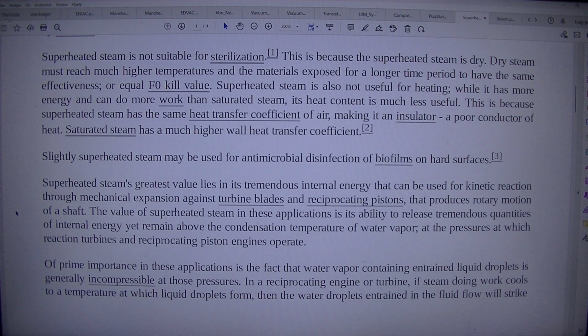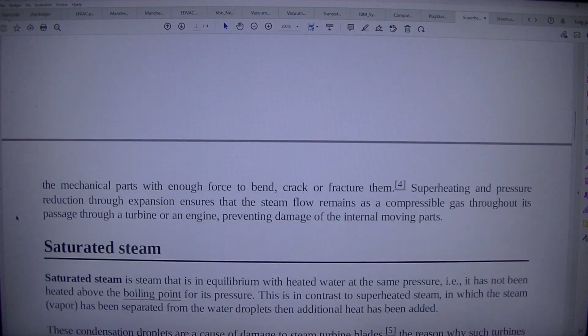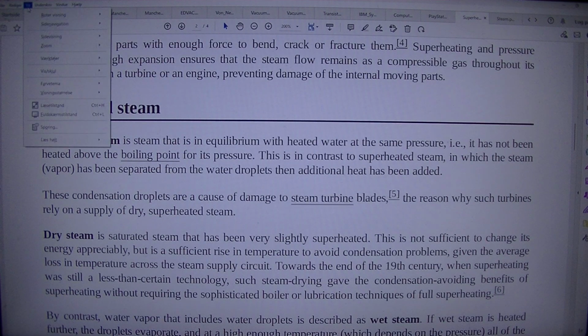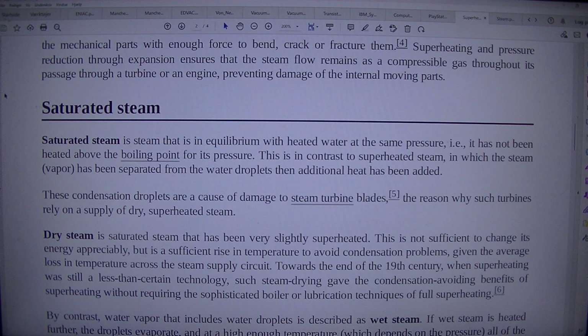Of prime importance in these applications is the fact that water vapor containing entrained liquid droplets is generally incompressible at those pressures. In a reciprocating engine or turbine, if steam doing work cools to a temperature at which liquid droplets form, then the water droplets entrained in the fluid flow will strike the mechanical parts with enough force to bend, crack or fracture them. 4. Superheating and pressure reduction through expansion ensures that the steam flow remains as a compressible gas throughout its passage through a turbine or an engine, preventing damage of the internal moving parts.